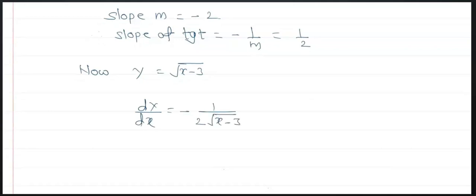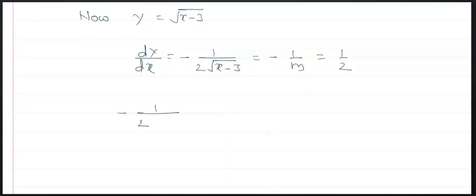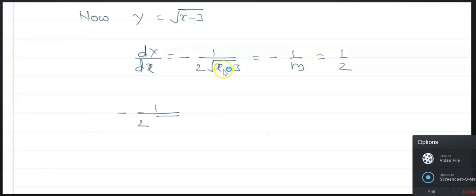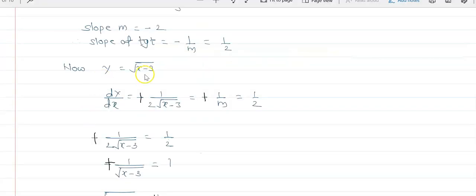Now the curve is y is equal to root of x minus 3. It's a differentiation. What is the derivative of root of x? That is 1 upon 2 times root x. Well, there is a minus sign by mistake. Now see this, y is equal to root of x minus 3. Therefore, dy by dx is equal to 1 upon 2 root of x minus 3. That is equal to the value that we have, minus 1 upon m, the negative reciprocal, that is equal to 1 upon 2.